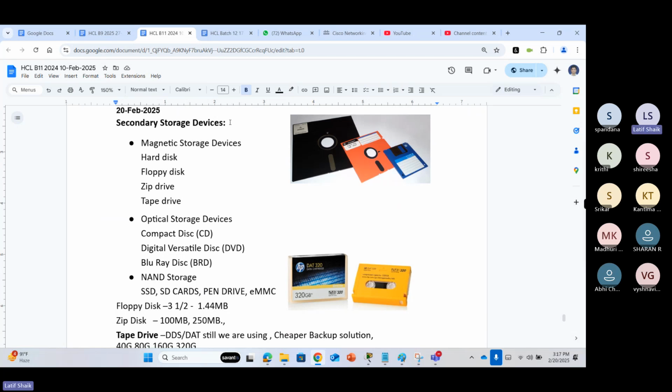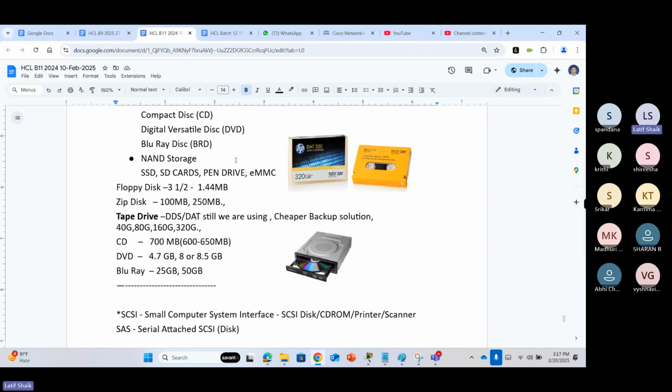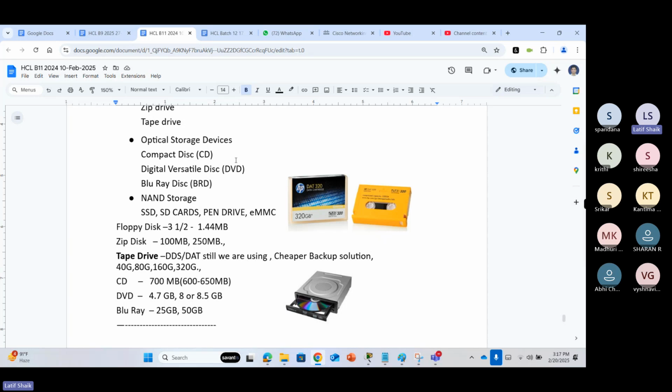is optical storage devices. Optical storage devices are CD-ROMs, DVDs, and Blu-rays. Why is it called an optical storage device? To store and read the data, we use some kind of laser beam. Means laser light is used to read and write the data on the CD, DVD, and Blu-rays. These CDs have a capacity of 700 MB. Up to 700, 720 MB we can store.